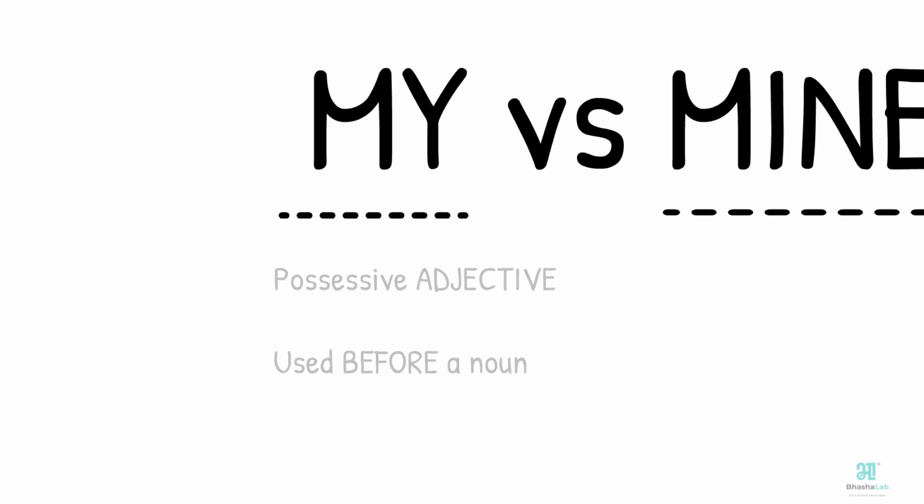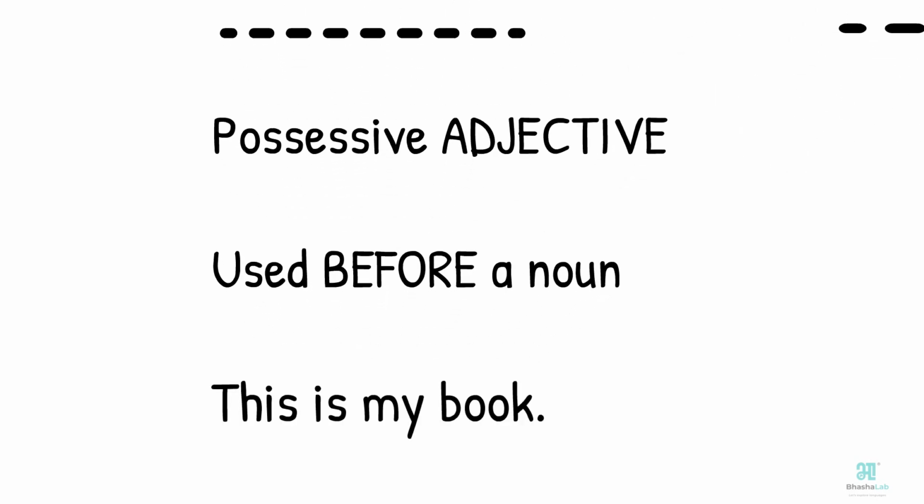My is a possessive adjective, which means it is used before a noun to show ownership. For example, in the sentence, "This is my book," my shows that the book belongs to you.